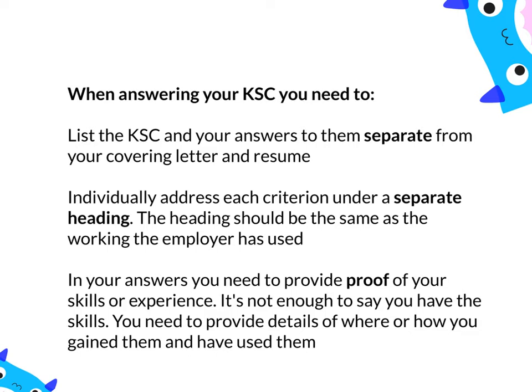You're going to individually address each criteria under a separate heading, exactly the same headings that were used in the description the employer gave you. So if they say, number 1, must hold a current working with children's check, then you will answer by saying 1, must hold a current working with children's check, and then underneath that your answer will be, I have a current working with children's check with an expiry of December 2017.